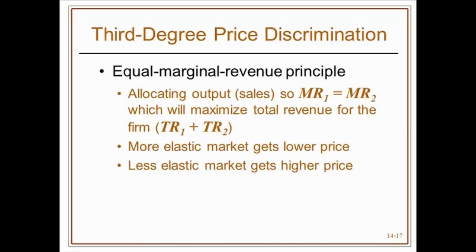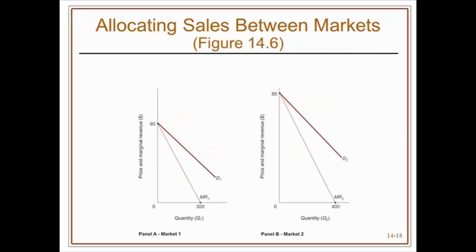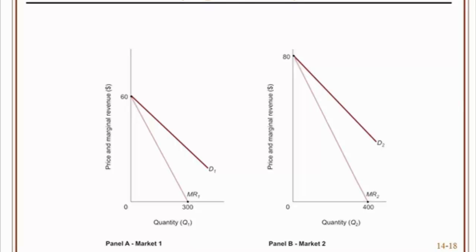I mean, your less elastic consumers are the ones who don't feel like there are as many substitutes, who are willing to pay higher prices for things. So they're the ones who do get charged a higher price. So you can see here, market 1, market 2, it looks like in market 2 they have a lot more demand. Market 1, they don't have as much.